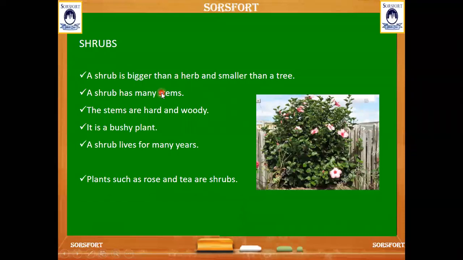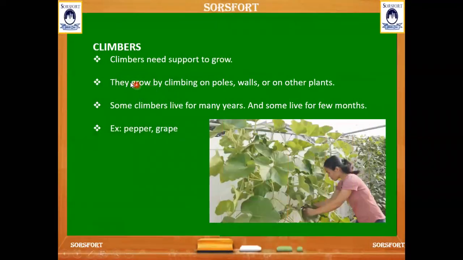These are shrubs. And next we can see about climbers. Climbers, as the word says, climb on poles, walls and other big plants. They need support for their growth. We can see an example plant here. It has the support of the fence they have built and it grows on that. Some climbers live for many years and some for a few months.